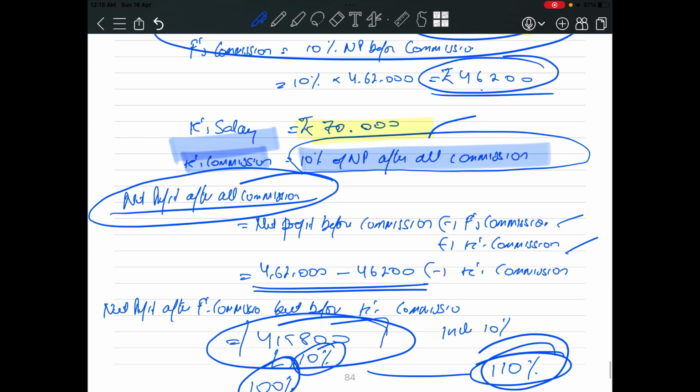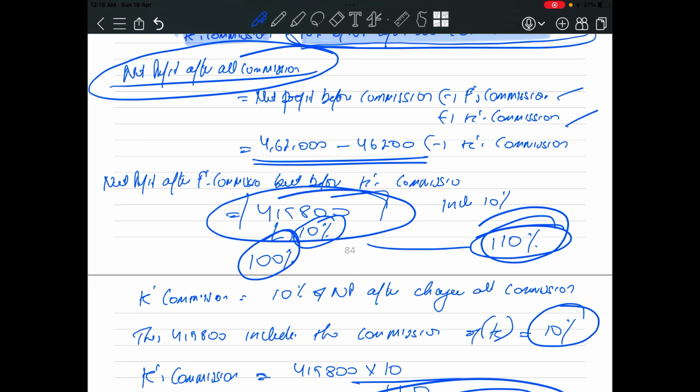This commission part is a bit tricky, but I hope it's not that difficult to understand. Because we have to calculate commission of F, right? And the commission which we have to calculate is on net profit after charging all the commissions. Which simply means the net profit on which the commission will be calculated should be after deducting K's commission.